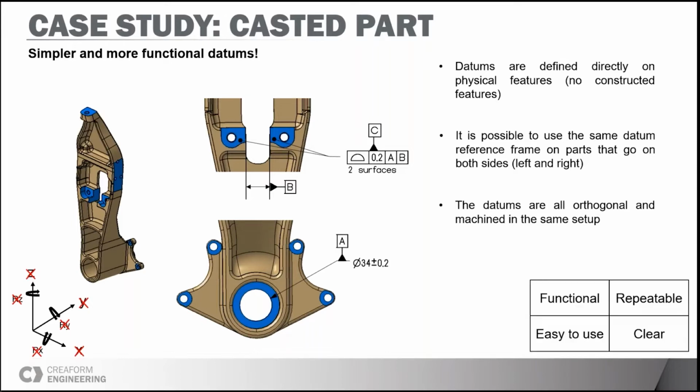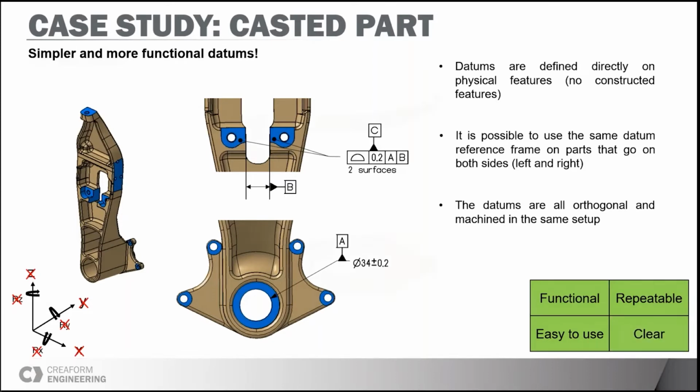If we bring back our evaluation grid, we might not be directly on the exact feature that locates the part in the next assembly, but we are still on functional features. So we are still good functionally. All the datums are machined surfaces, and they are all created in the same setup, so we should have good repeatability. They are all easy to use, with no need for a complex setup like the first definition we had, and the definition is a lot clearer.